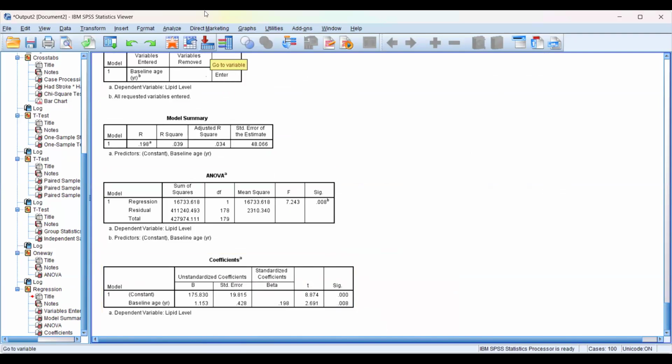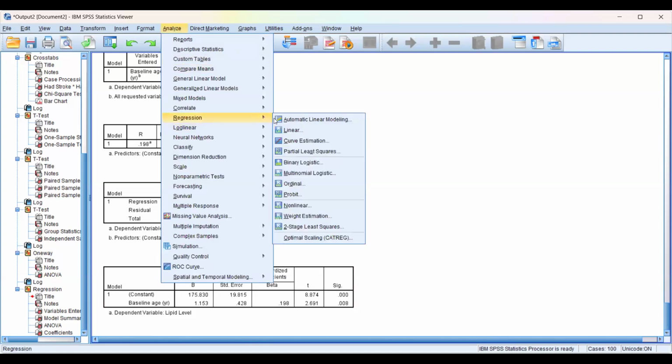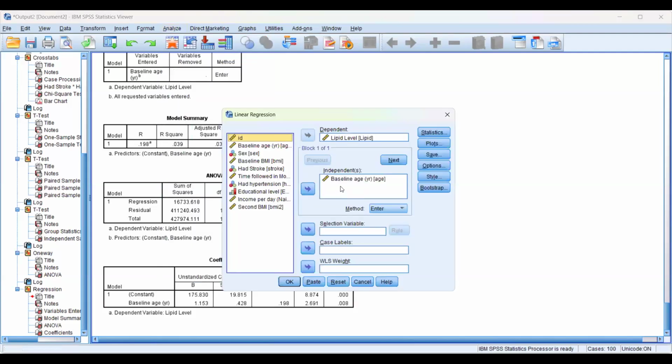That's simple linear. So I go back to the same analyze, I go to regression, and this time around the same simple linear, but the only difference is that I'm going to add more variables to make it multiple linear. So now, I'm going to add income, that's per day in Naira, as part of my independent variables. I can add educational level. I can even add more. Let me even add the baseline BMI. I'm just adding variables just for the sake of it. So we have about 4 independent variables.